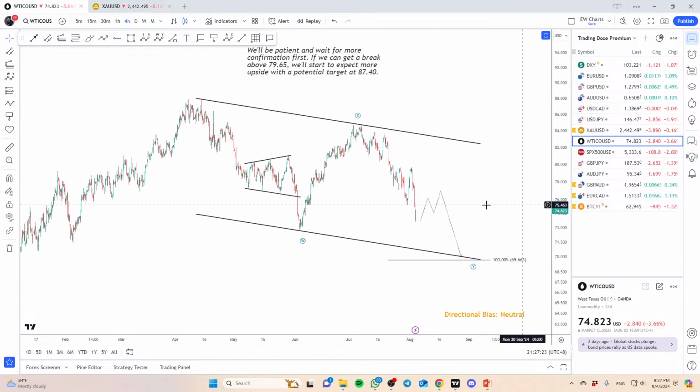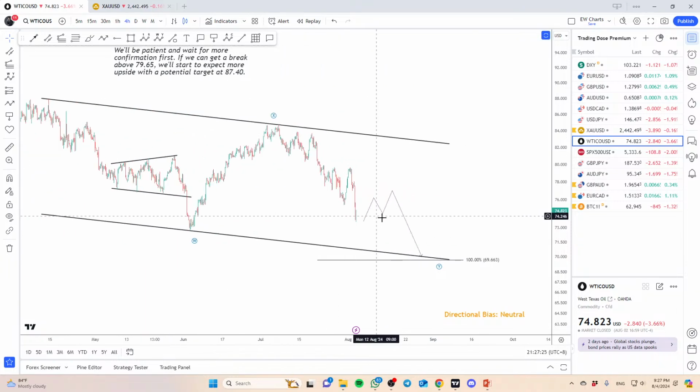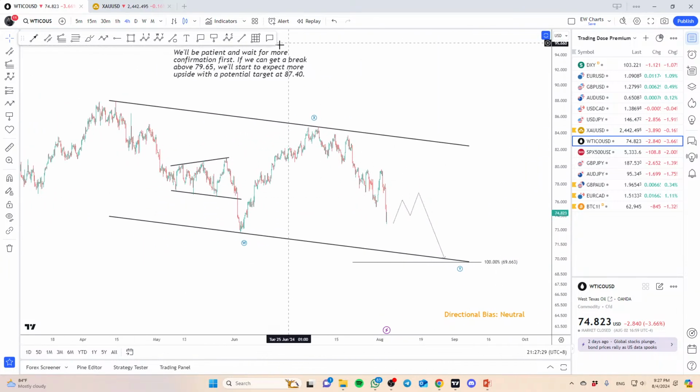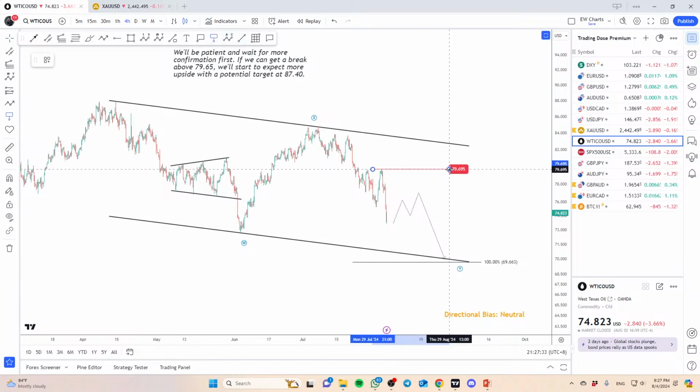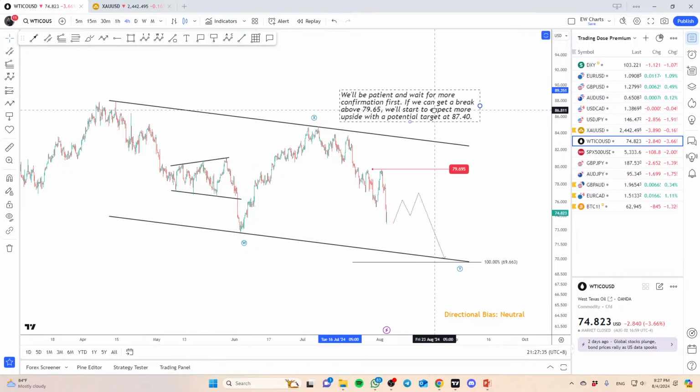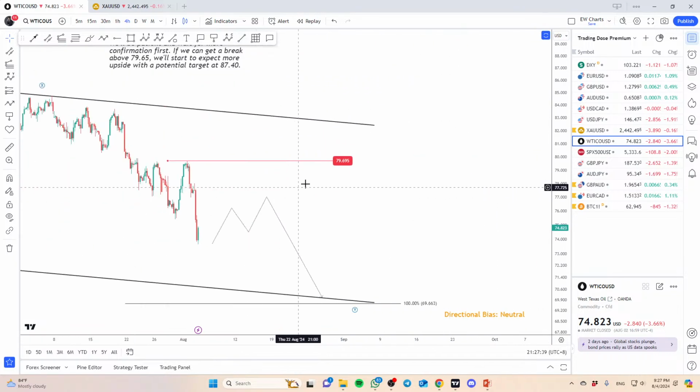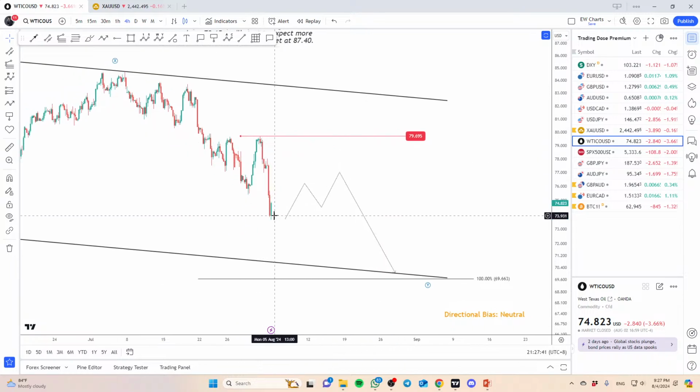I'm actually a bit neutral right now because I would love to wait and see how price develops before really committing to the trade direction itself. But right now, with this impulsive move, we are opening up a bearish bias. We are opening up a sell trade opportunity.